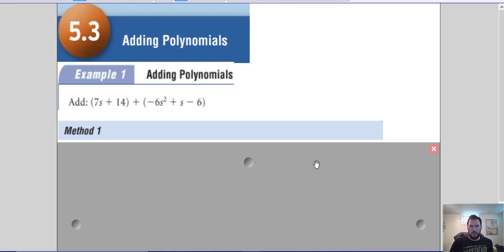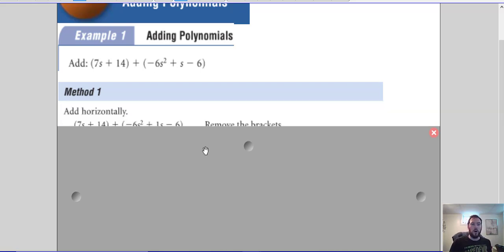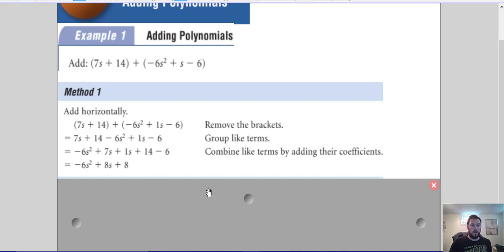Now, there's two ways to do this, and they're arguably the same strategy, just looking at it a little differently. Maybe some of you do this when you're doing additions. Strategy number one is I could do this just normally, horizontally: 7s plus 14 plus negative s squared plus s minus 6. Step one, just remove the brackets. The brackets aren't really doing anything. Right now, all they're telling me is that this is its own polynomial and this is its own polynomial, and I want to add them together. But now that I recognize that, the brackets aren't doing anything, so we can remove them. So that's our first step.